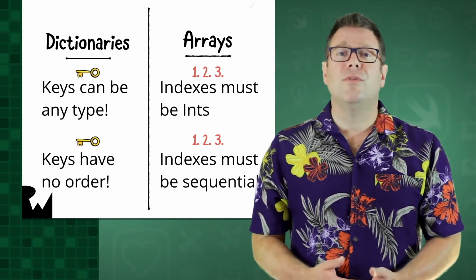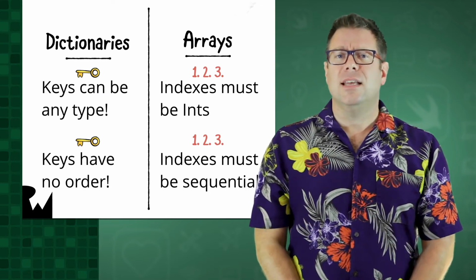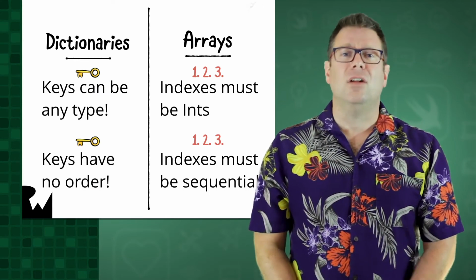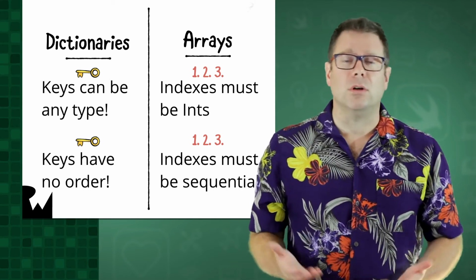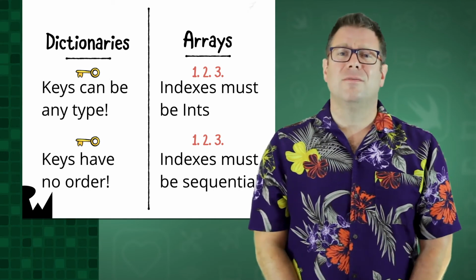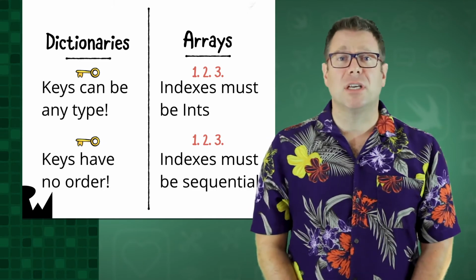Now, how is this different from an array? With an array, you can only fetch a value by its index. The index has to be an integer, and all indexes must be sequential or in order. But with a dictionary, the keys can be of any type and in no particular order.